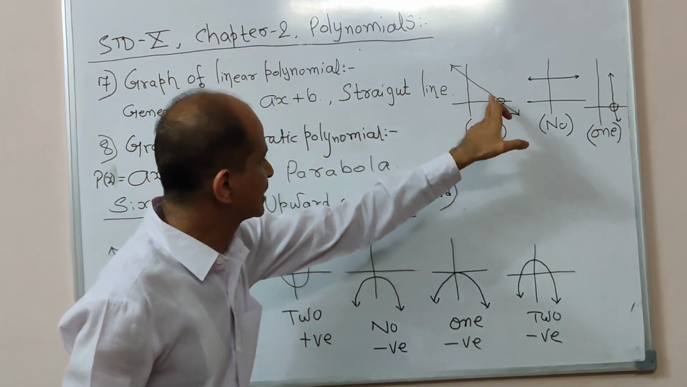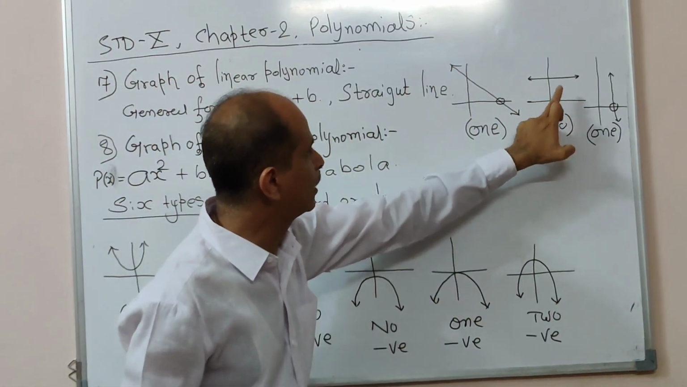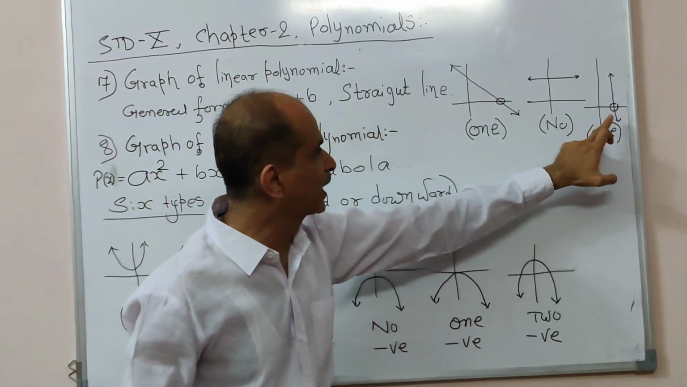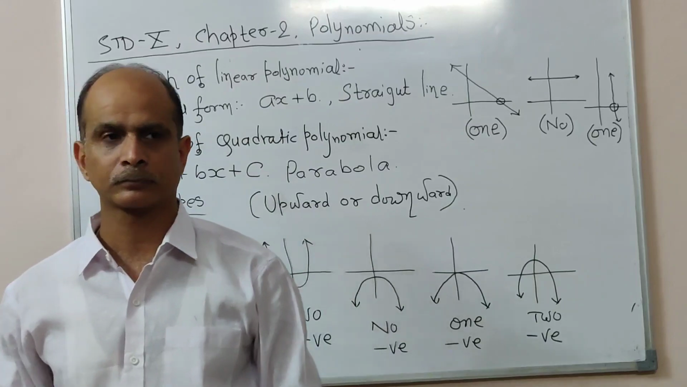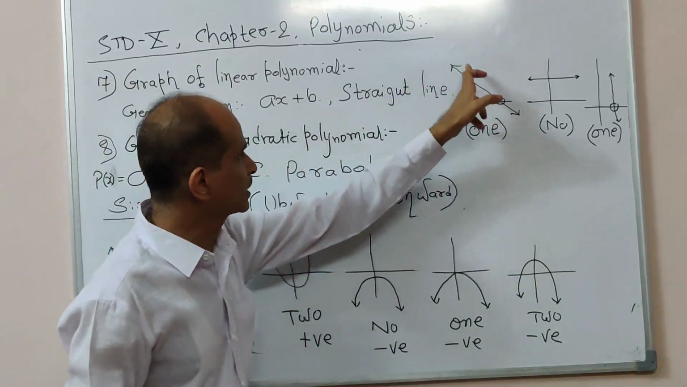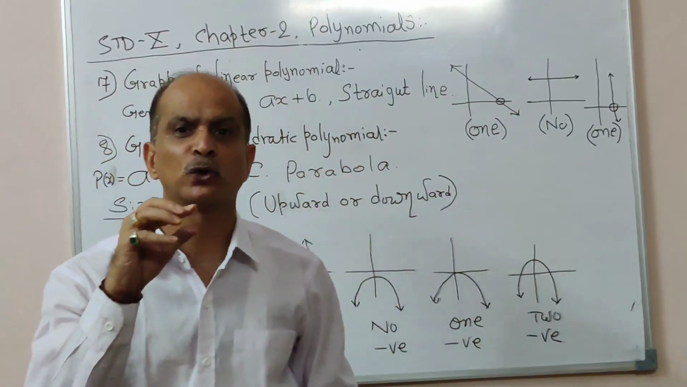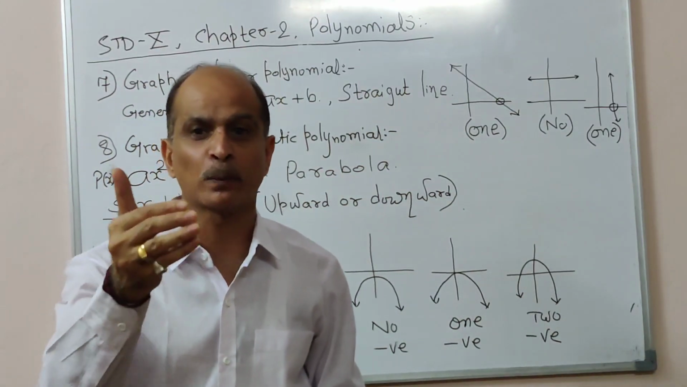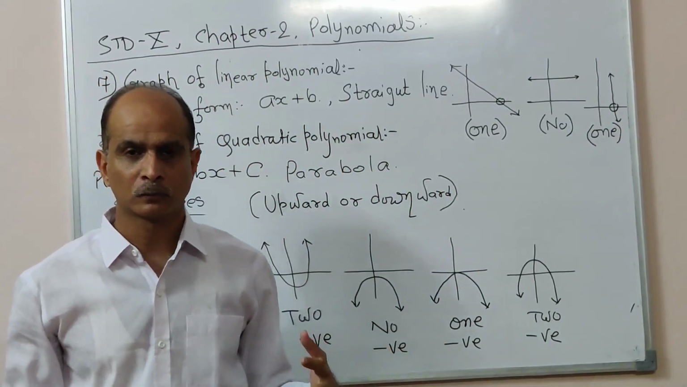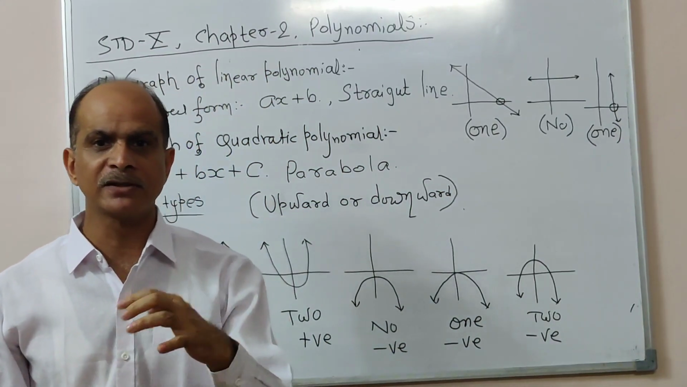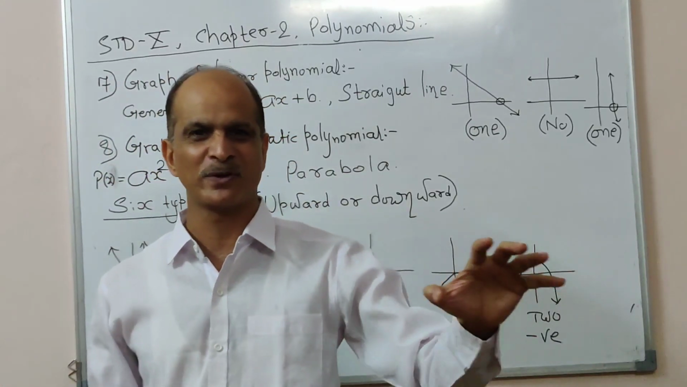Either it intersects both the axes, or sometimes it is parallel to the x-axis, or sometimes the graph is parallel to the y-axis. You know, the intersection of a graph with the x-axis is also known as a zero of the polynomial. Today we have discussed what a zero is. If p(k) is equal to 0, then k is known as a zero of the polynomial.